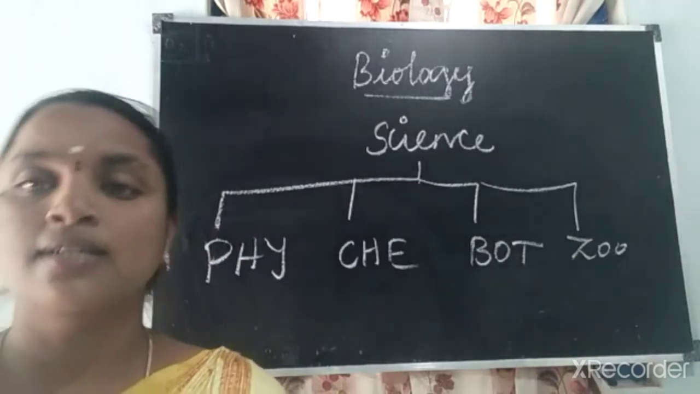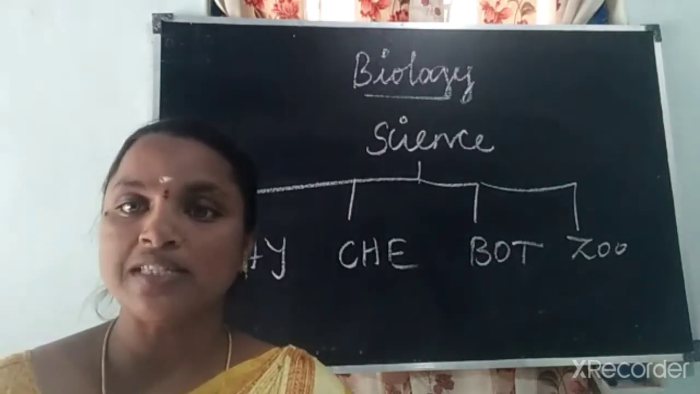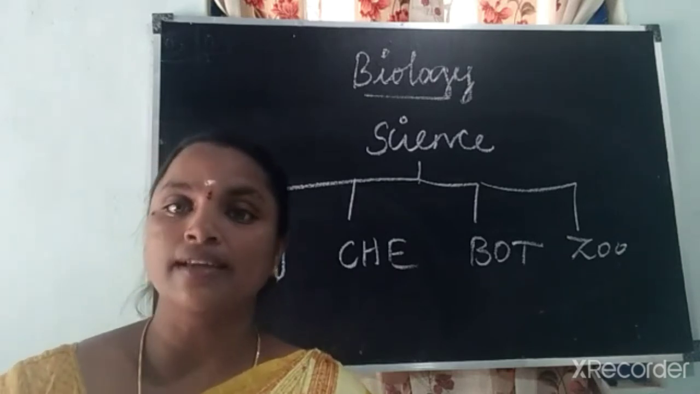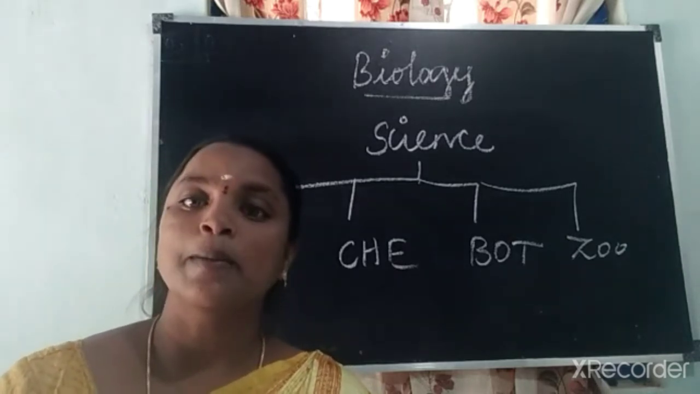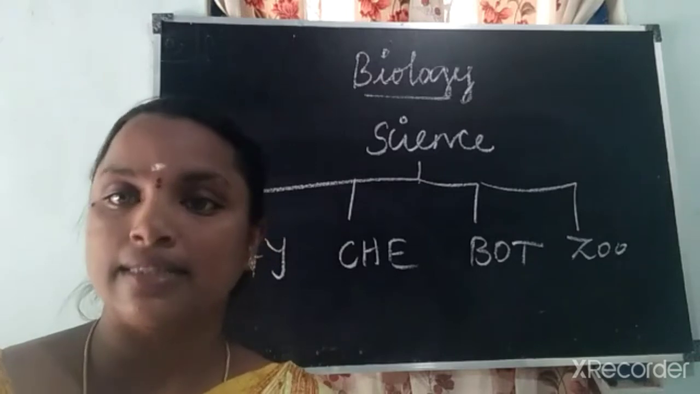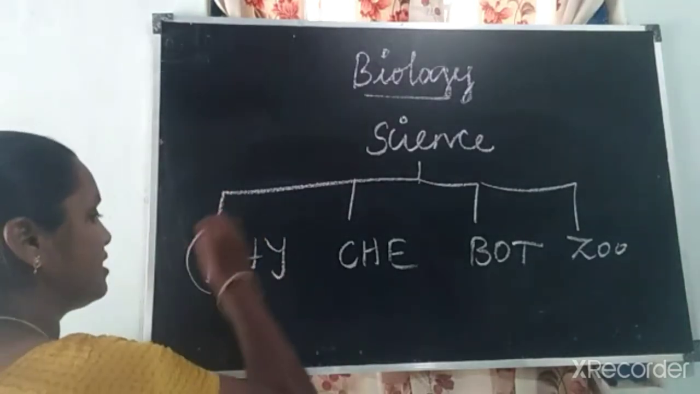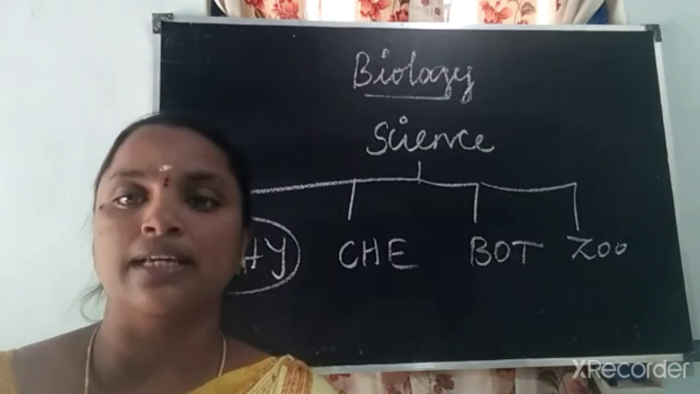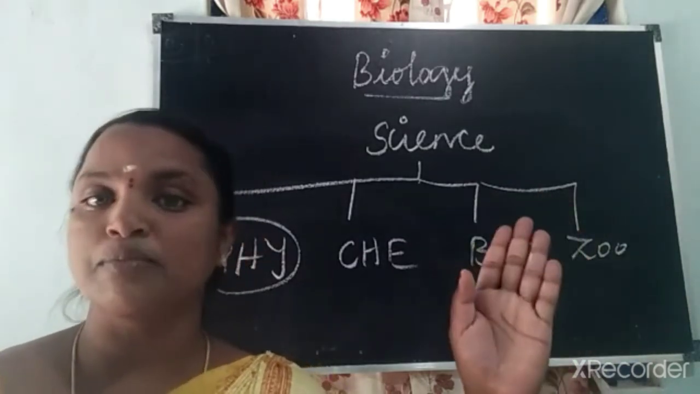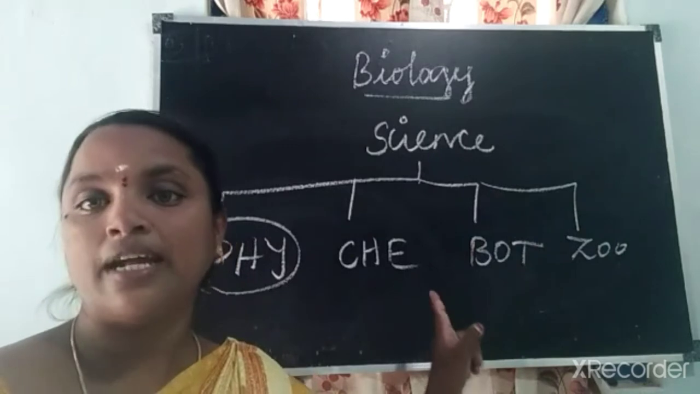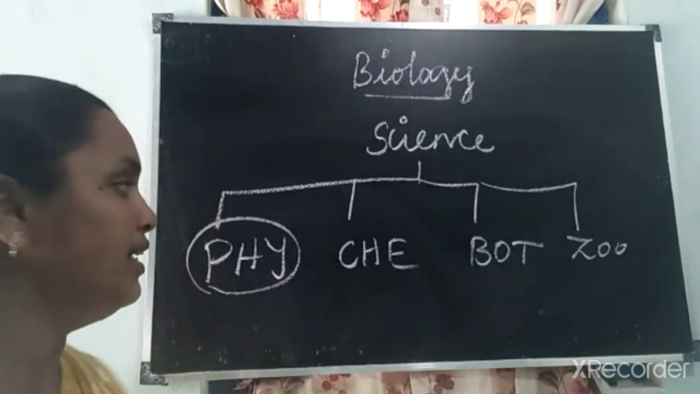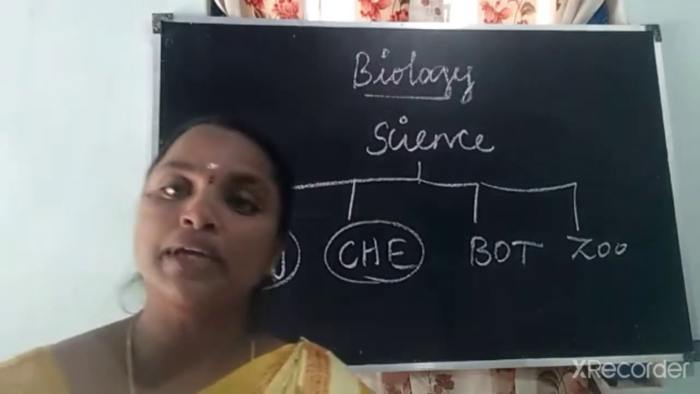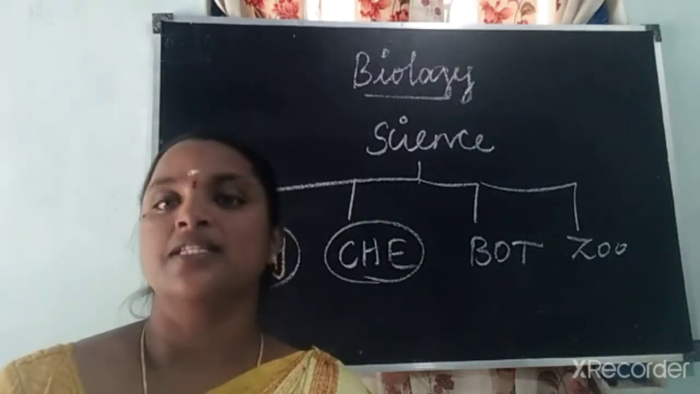What is physics? Physics will teach us natural phenomena like light, electricity, heat, pressure, and magnetism. And chemistry means if you are taking any non-living thing like an iron rod or water, its behavior and properties will be taught in the chemistry subject.